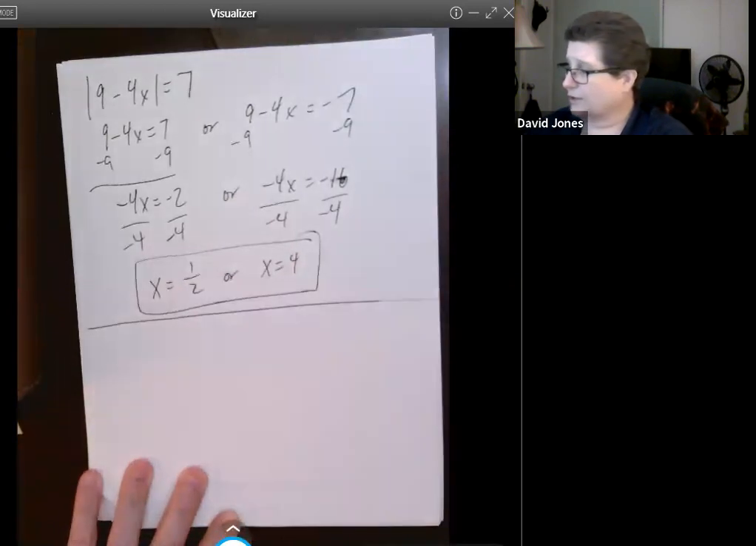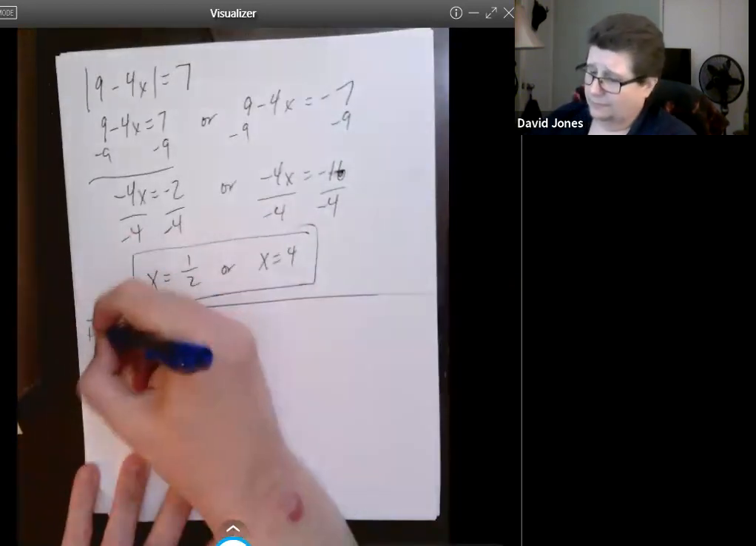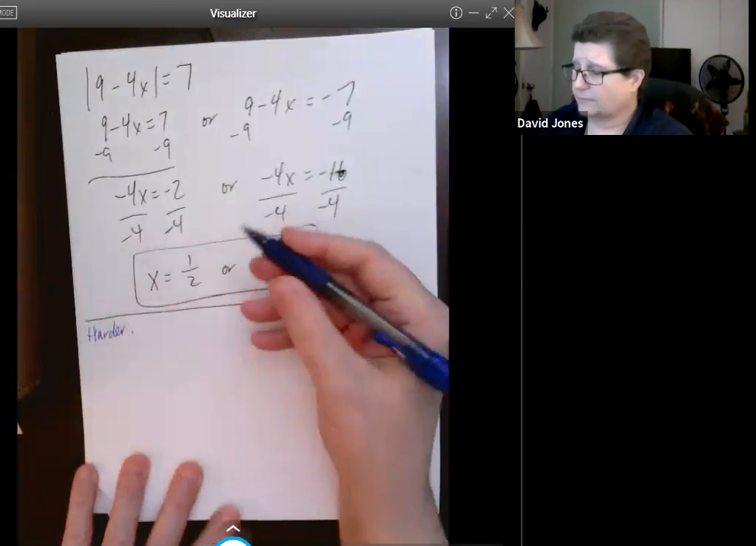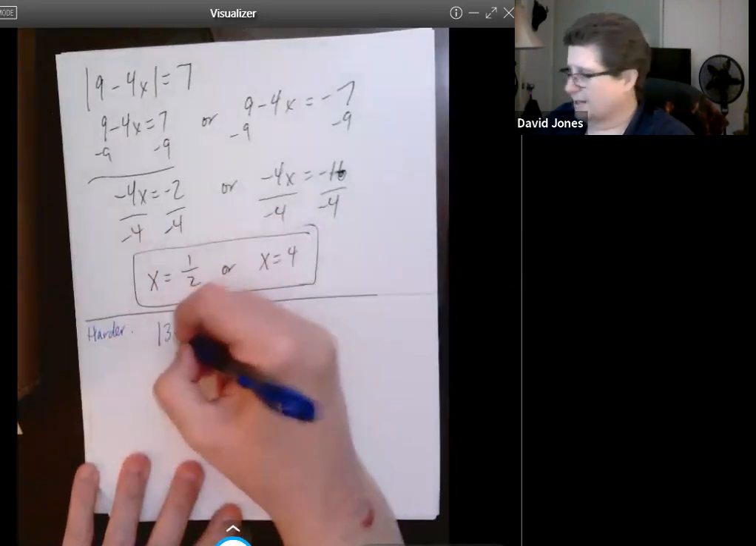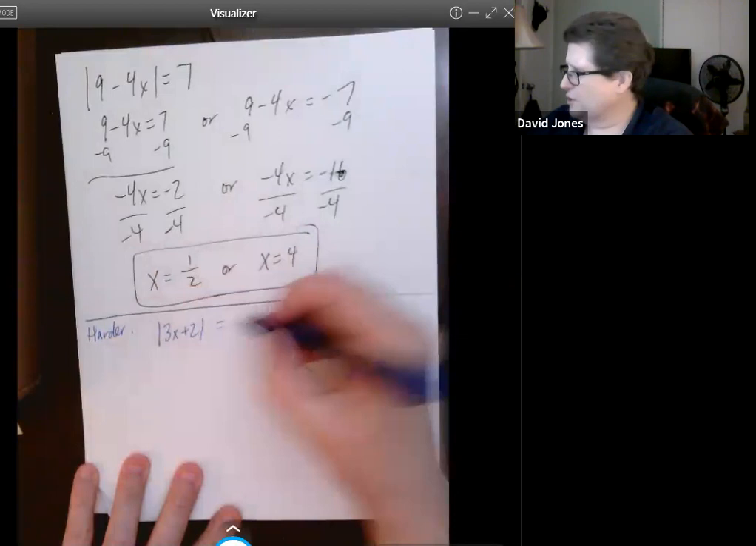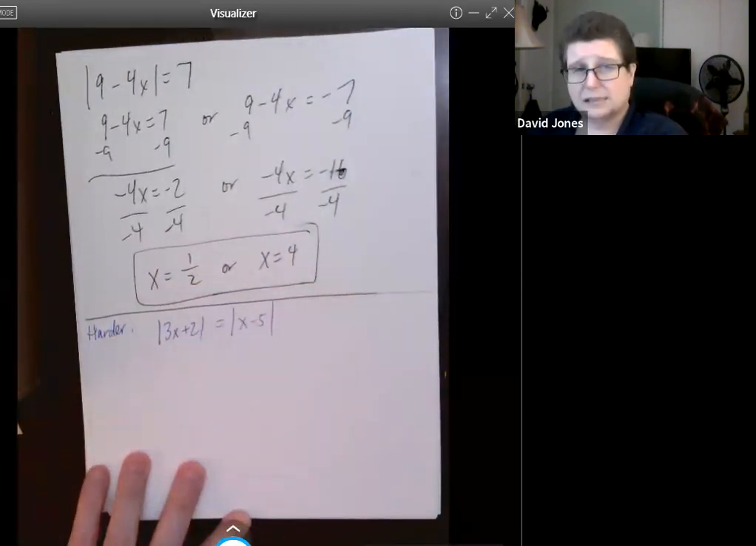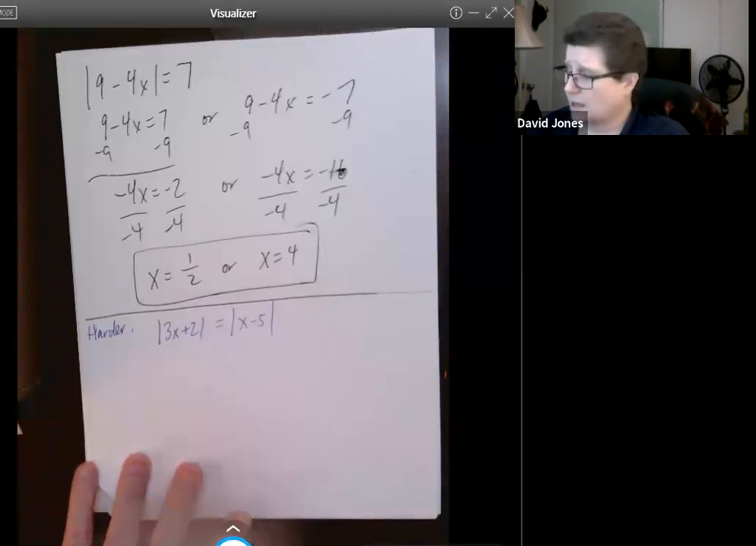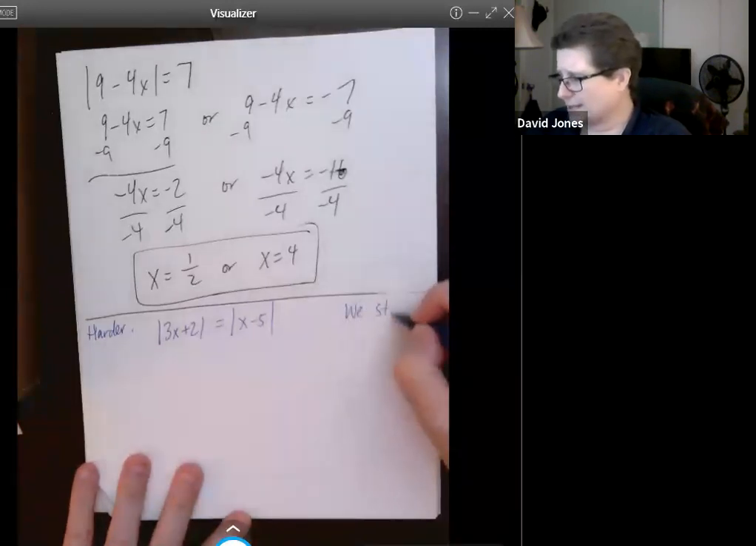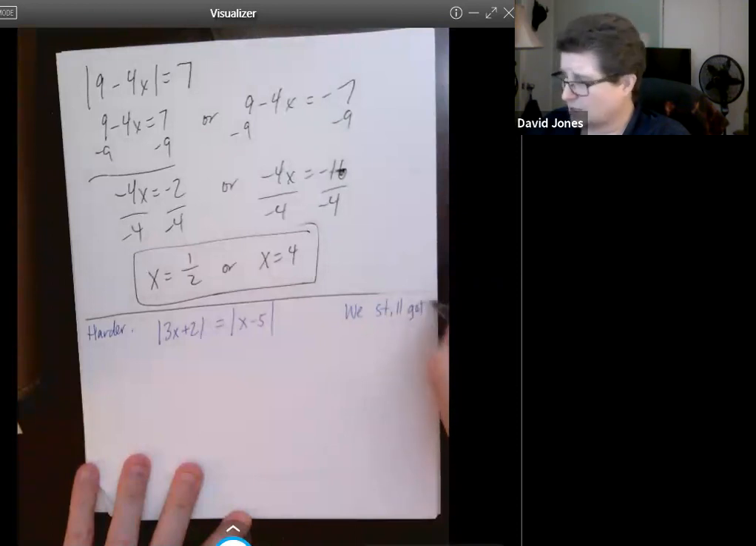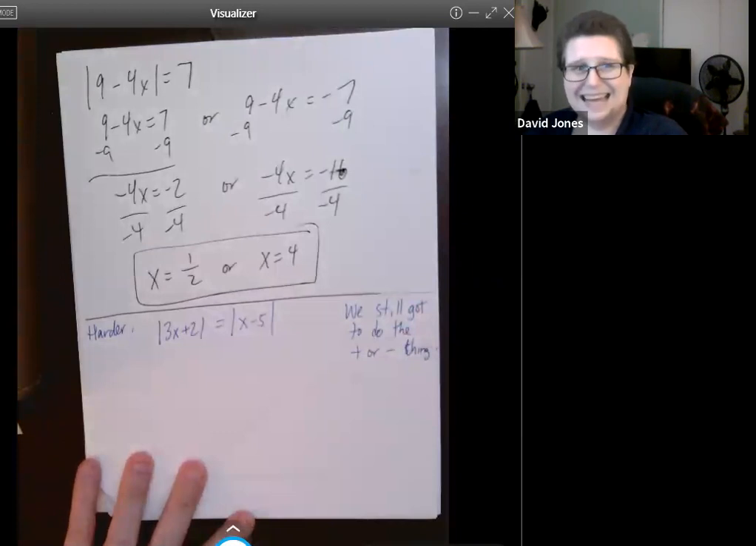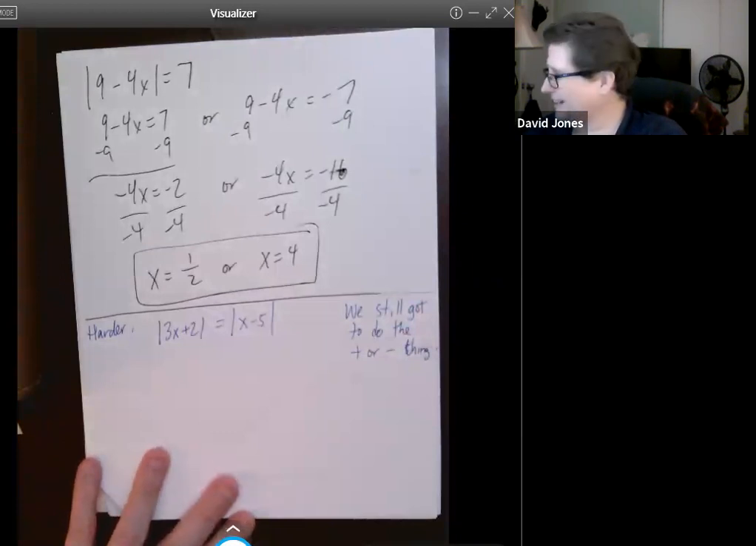Harder. Let's go harder. Let's do 2 absolute value signs. The absolute value of 3x plus 2 equals the absolute value of x minus 5. We still have to do the plus or minus thing, and it doesn't matter which way you do it, oddly enough.